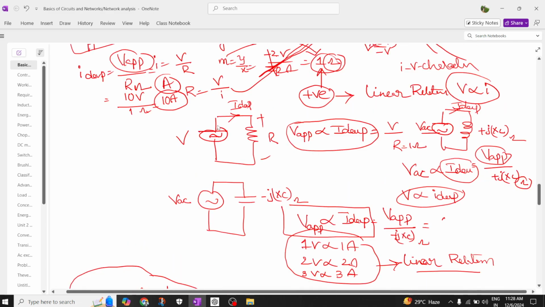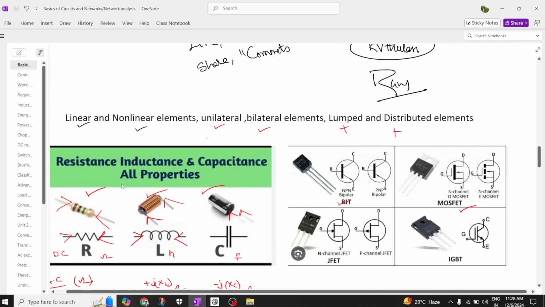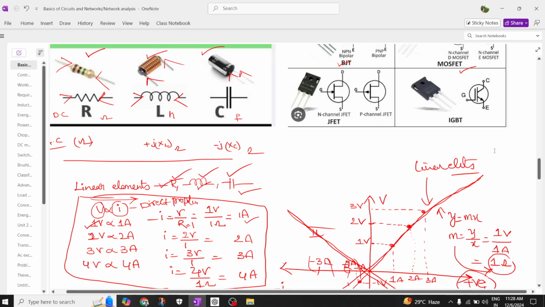So now you have got clarity on the class. What are linear and non-linear elements, what are bilateral elements, what are unilateral elements, what are lumped and what are distributed elements. Very good, it is important to know about these elements and their behavior.